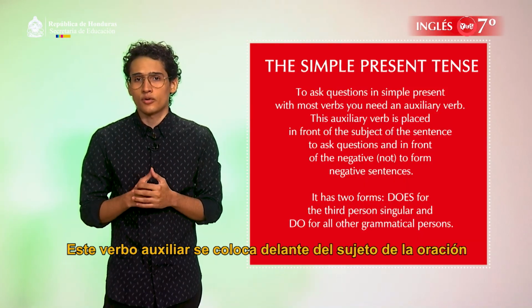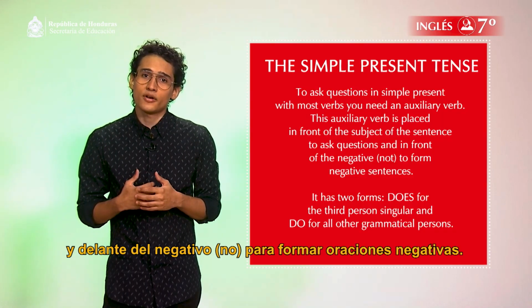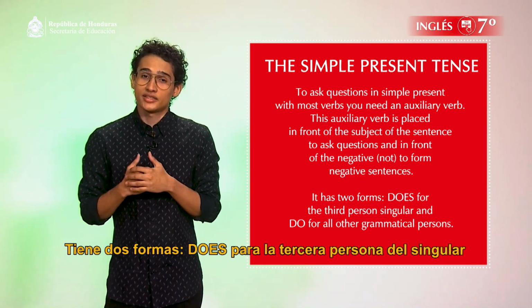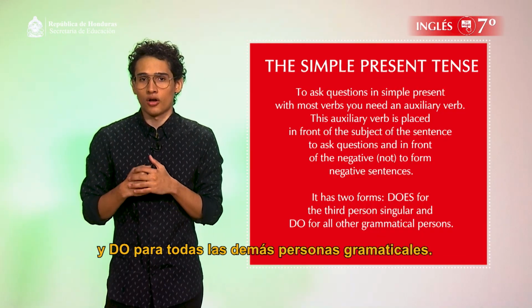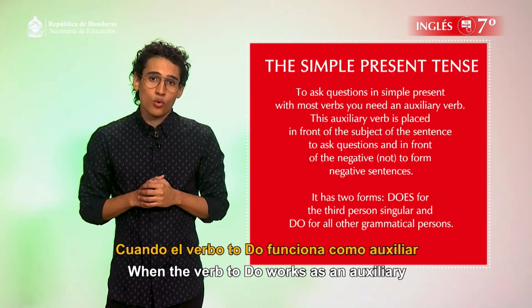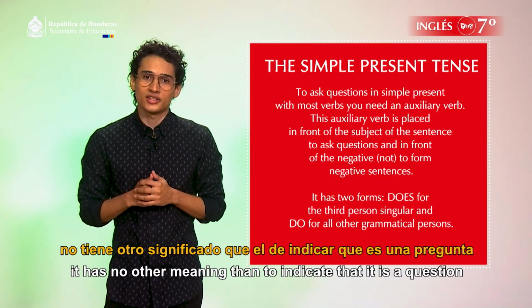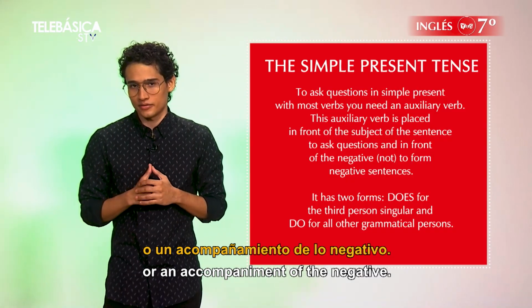This auxiliary verb is placed in front of the subject of the sentence to ask questions and in front of the negative, not, to form negative sentences. It has two forms, does for the third person singular and do for all other grammatical persons. When the verb to do works as an auxiliary, it has no other meaning than to indicate that it is a question or an accompaniment of the negative.